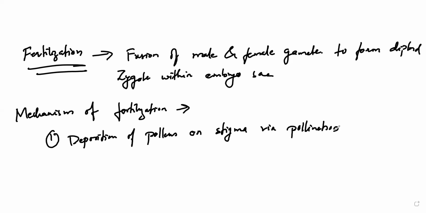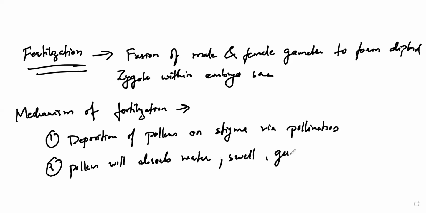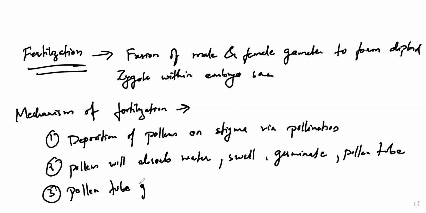Now after the deposition, the second step which will take place is that the pollens will absorb water. So after absorbing water, what will happen to the pollen grains? They will swell, then they will germinate, and they will produce a structure called a pollen tube. So once a pollen tube is produced, what happens to this? The pollen tube will grow into the stigma.